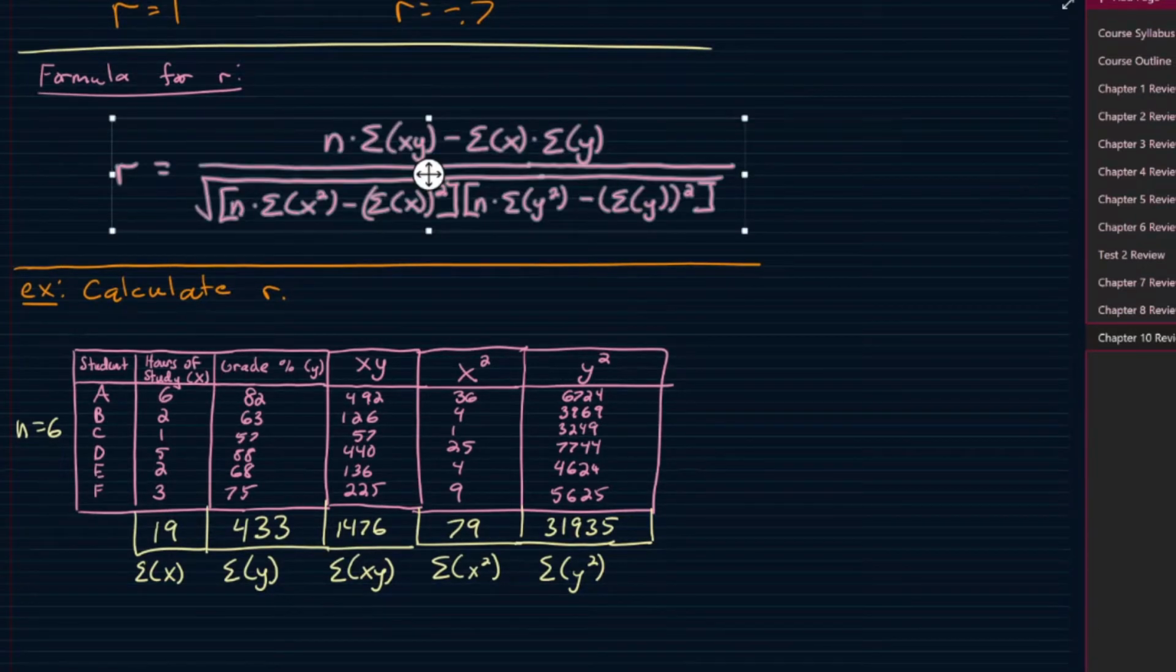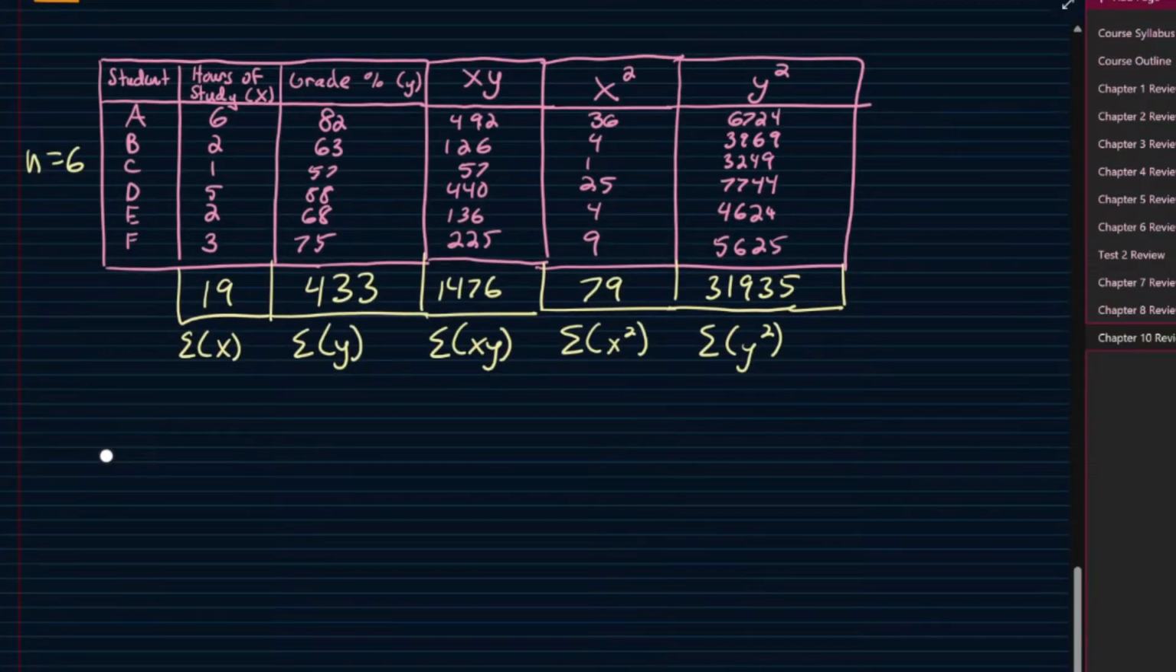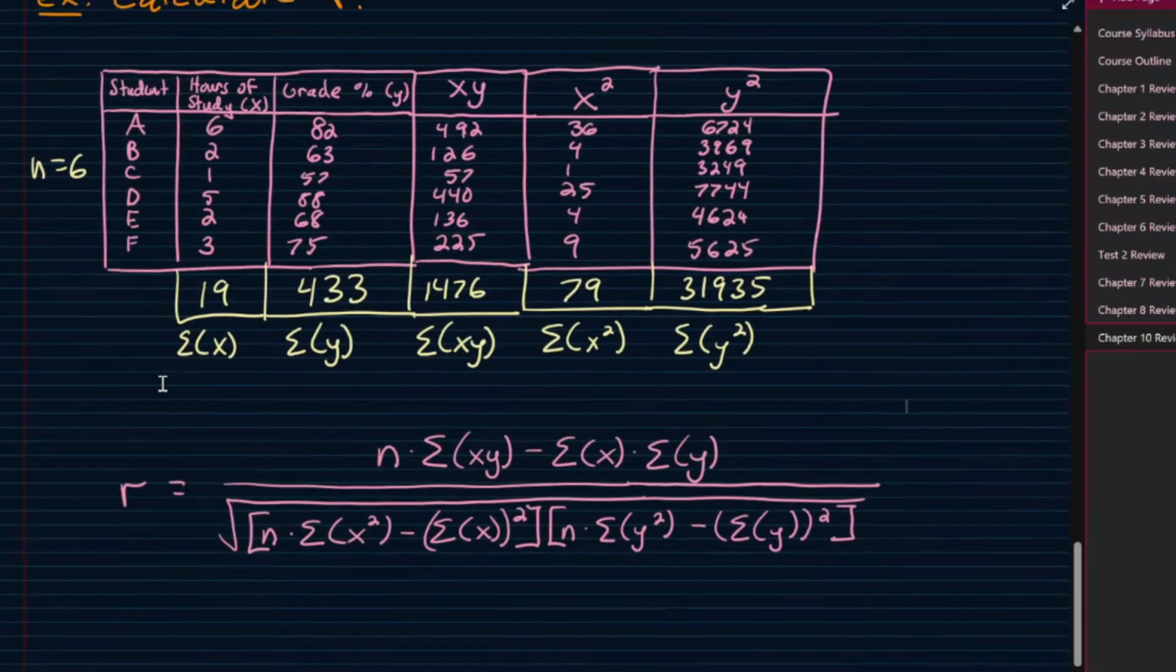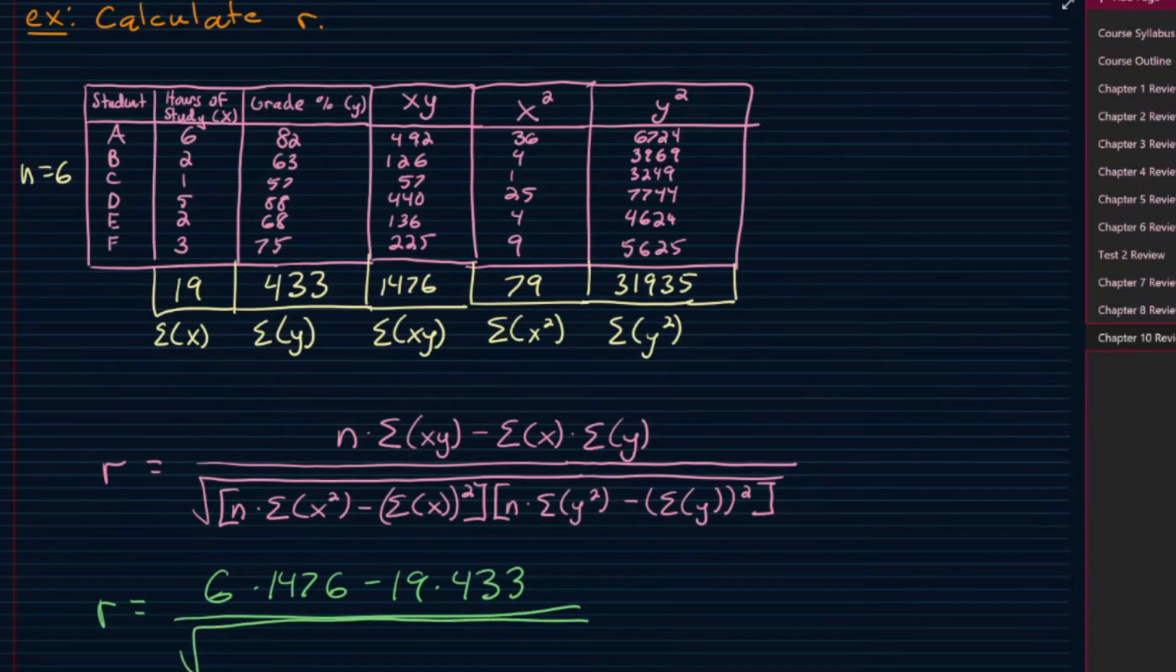So we've got our formula for R here. So what are we going to get? Again, remember, n is 6 in this case. There's 6 data values. So we get 6 times the sum of all the xy's, it's 1476, and then minus the sum of all the x's, that's 19, times the sum of all the y's, it's 433. All over the square root of.